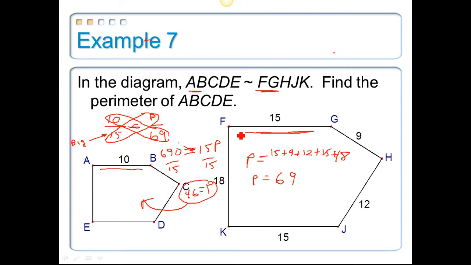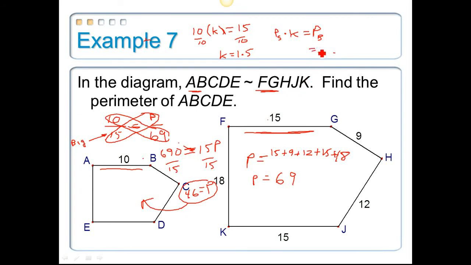So another way you could have done that is to find the ratio here. If you go from 15 to 10, so you're asking yourself, the other way to do it is the scale factor method, 10 times what gives you 15. So you divide by 10, and you get k equals 1.5. So we can do the same thing. The perimeter of the small shape times the scale factor equals the perimeter of the big shape.